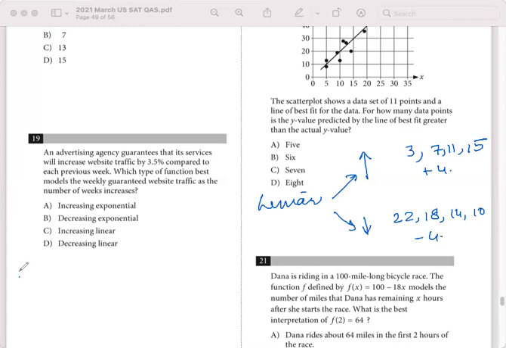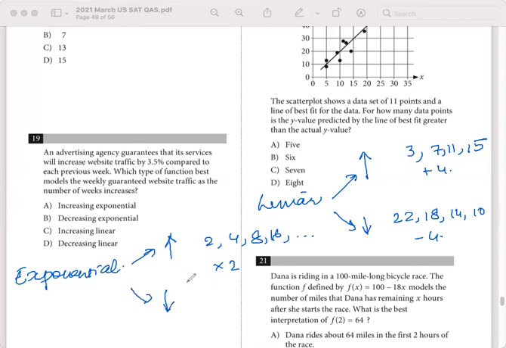So that's linear, right? In exponential, the values will increase by the same ratio, right? So if it is increasing exponential, if I start with 2, I go to 4, 8, 16, and so on. So every value is getting multiplied by 2. The ratio remains the same. And if it's the decreasing exponential, again, the ratio remains the same, but the values decrease. So if I start with 50, I come to 25, I come to 12.5, and so on. So the ratio is 1 by 2.